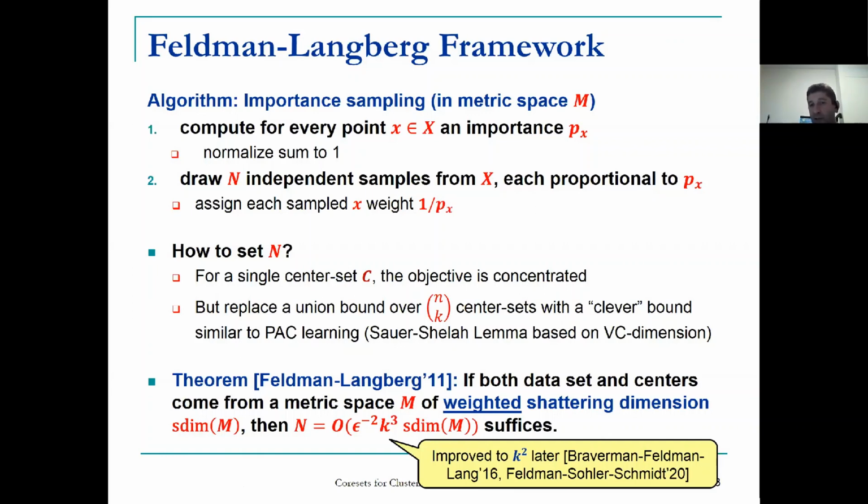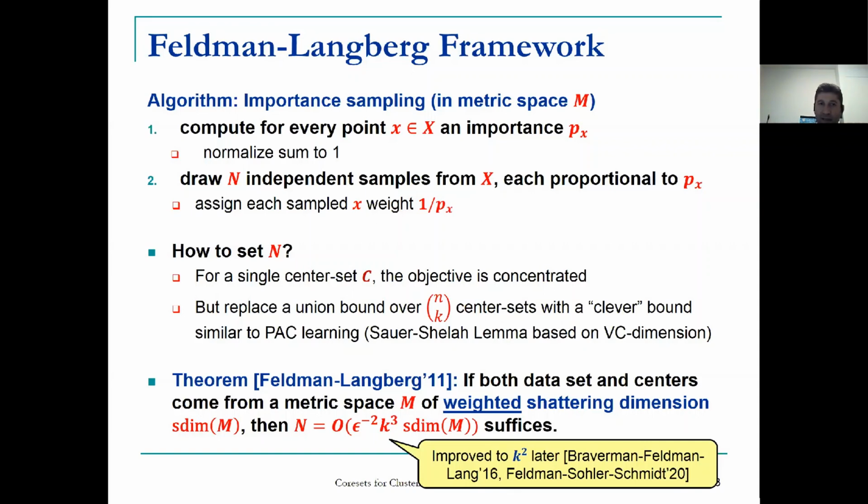The shattering dimension you can think of as the cousin of VC dimension. It's really close to VC dimension. Up to logarithmic terms, they're the same. Now, as I said, this k cubed was proved initially, then it was improved to k squared in its generality. For this generality, not for the Euclidean case, you can improve to k squared, not to k. This was done by Braverman, Feldman, Lang, and then by Feldman, Schmidt, and Sohler. There are some refinements of this analysis.